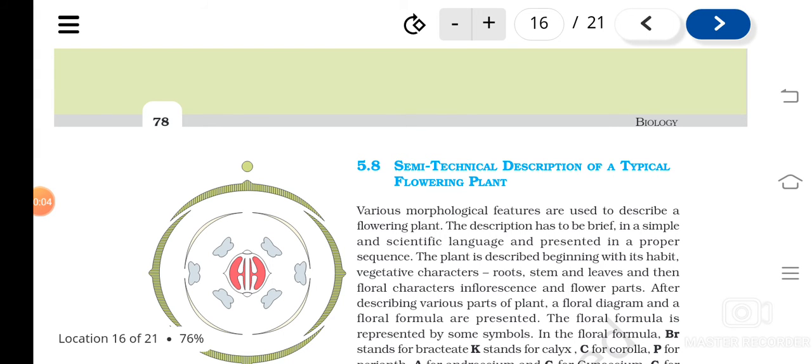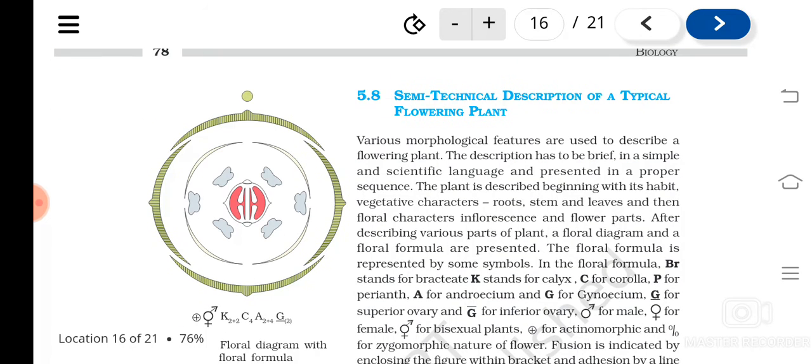So, in the previous classes, we were studying morphology of flowering plants and will continue that. Today we are going to study the semi technical description of a flower, or flowering plant. We know there are various morphological features to describe a plant, isn't it? By using some symbols or diagrams, we can represent the whole characteristics of a plant. That is what semi technical description of a flower is.